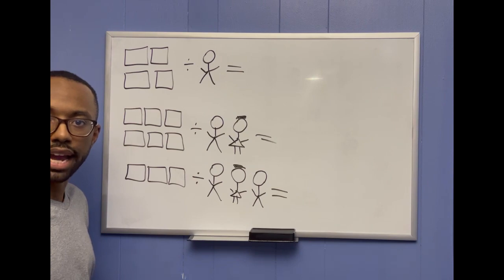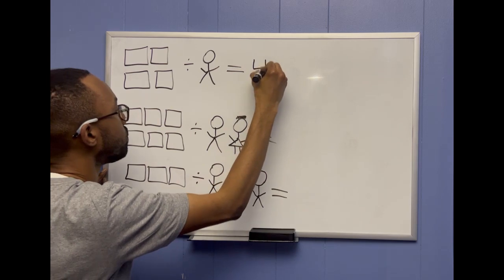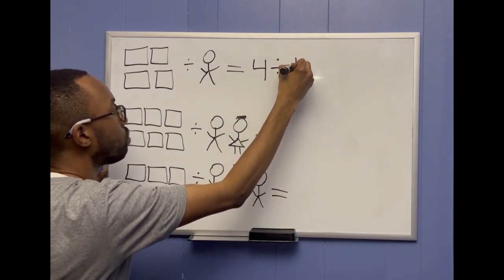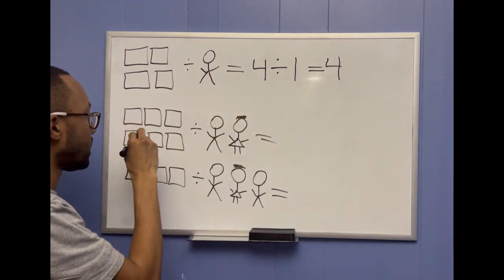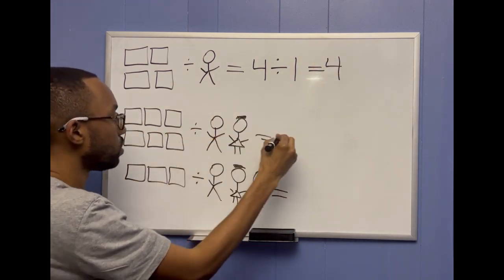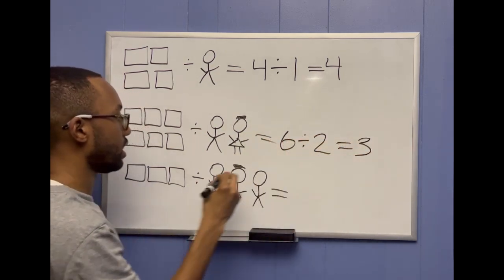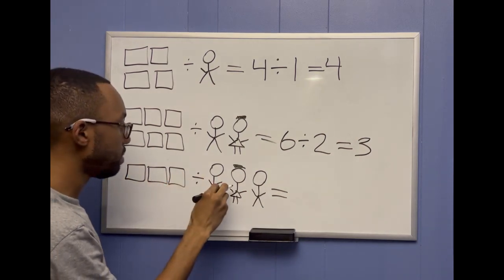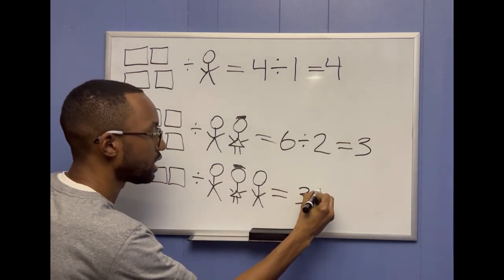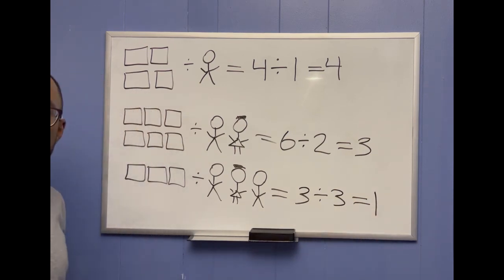Okay, so I'm going to give you the answers to the problems right now. So we have 4 ice cubes, which is 4, and 1 person, which is 1. 4 divided by 1 is 4. Next, we have 6 ice cubes and 2 people. So that's 6 divided by 2, and you get 3. All right, last but not least, we have 3 ice cubes divided by 3 people. So that's 3 divided by 3, which equals 1. These are the answers to the problems on the board.